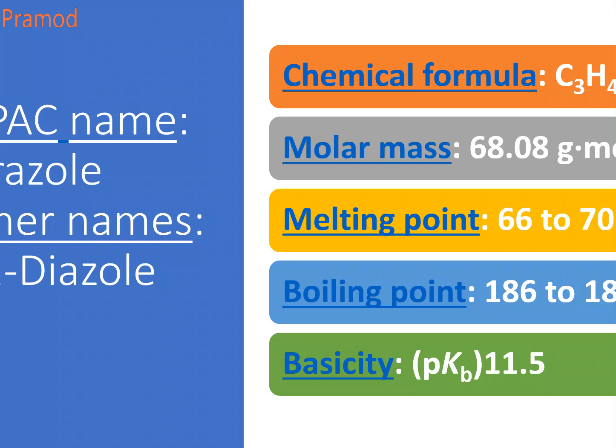C3H4N2, molecular mass 68, melting point 66 to 70, boiling point 186. It is basic in nature. It's known as 1,2-diazole. Diazole means it has 2 nitrogens, and -ole means it is a 5-membered ring. So it is a 5-membered ring containing 2 nitrogens at the 1,2 position, and that's why it is known as 1,2-diazole.